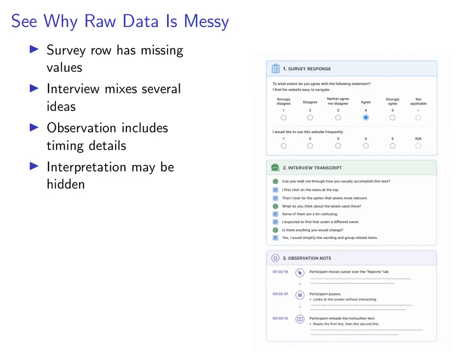Imagine 3 raw records from the same study. A survey row may contain a rating of 4, a blank answer, and a comment that mentions 2 different issues. An interview response may include filler words, a story about finding the app, and a judgment about whether the app helped. An observation note may include the time, a pause, a reread, and the researcher's guess about what the pause meant. These records cannot be compared until we separate the response, the context, and the interpretation.